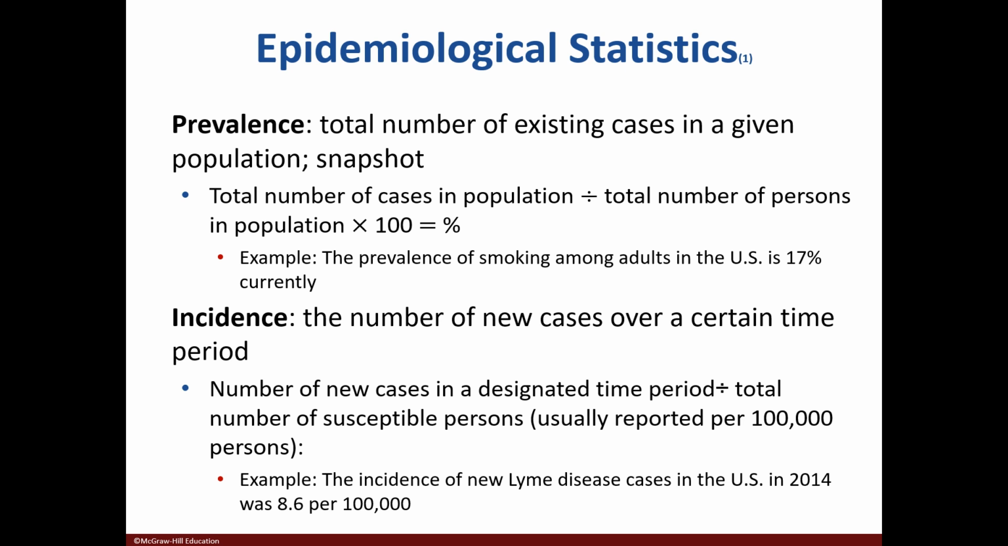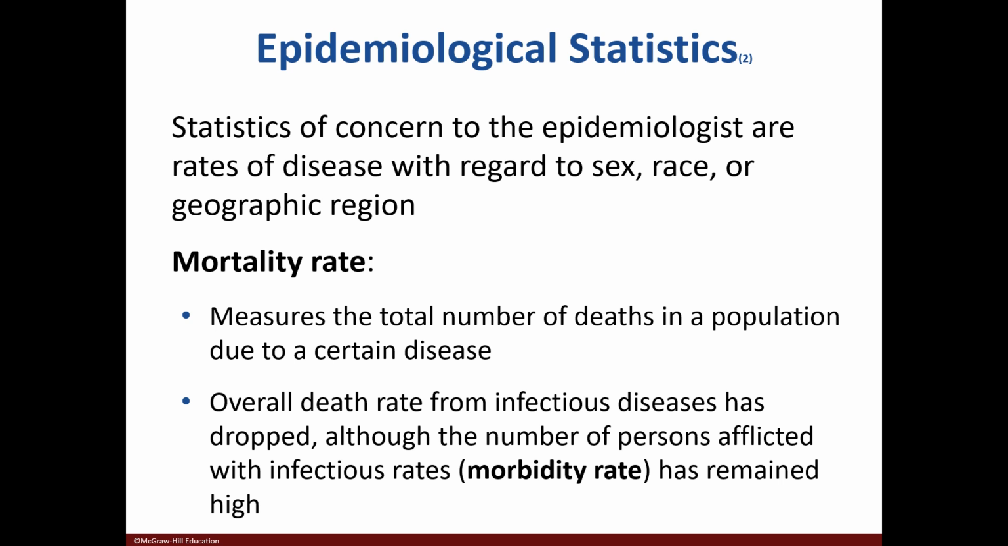The prevalence of a disease is how many cases are present in a population. To determine prevalence, you would divide the number of cases by the total population. The incidence is the number of new cases over a certain time period. To determine this, you take the new cases, let's say over 1 year, and divide that by usually 100,000. Mortality rate tells us the number of deaths from a particular disease. The morbidity rate is the number of people with an infectious disease or other disease.